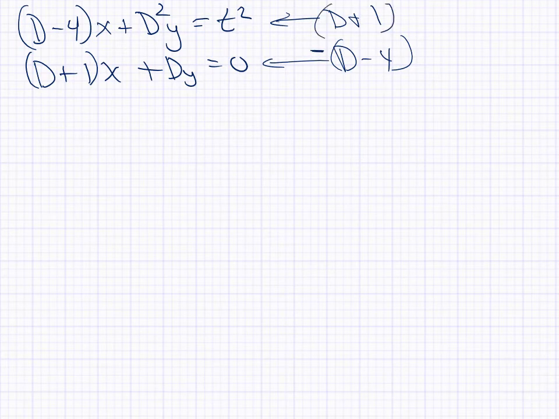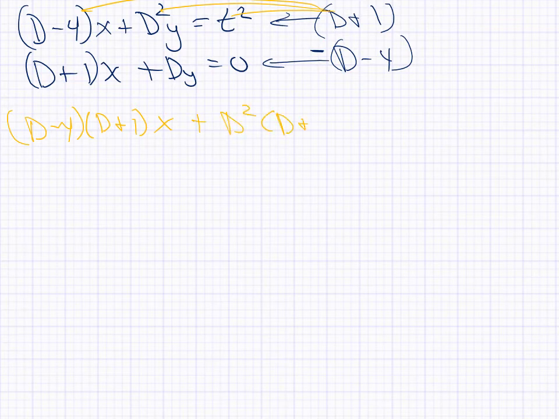And so that has to operate through each equation. So if this operates through this equation here, here, and here, what would we get? Well, we would get (D-4)(D+1)x plus D squared times (D+1)y equals (D+1) operated on t squared. That's the derivative of t squared, which is 2t, plus 1 times t squared, which is t squared.